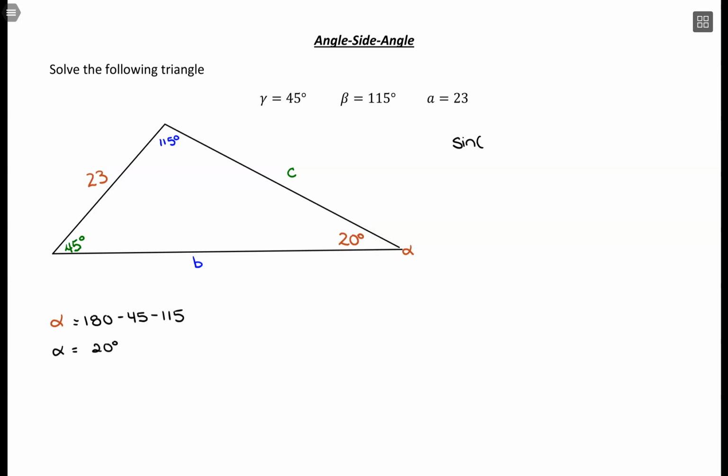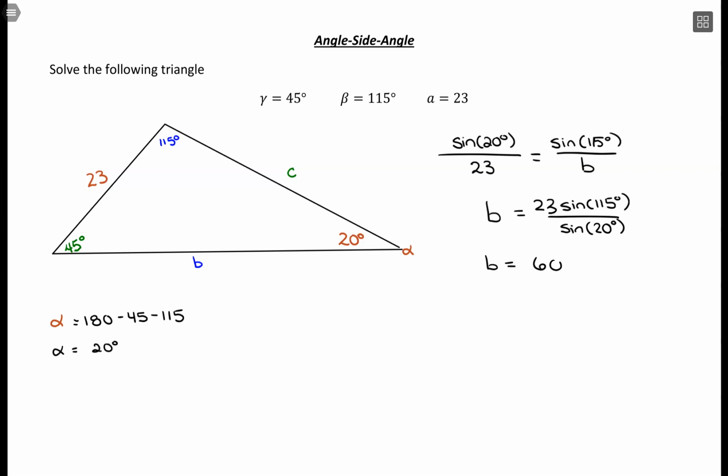So if I take sine of 20 degrees divided by 23, that should be equal to, and then I will go ahead and take, let's go for B, we'll just go alphabetical. So if I take sine of 115 degrees divided by B, now we can solve for B. So if we go through our cross multiplication, divide, we should be getting that B is equal to 23 times sine of 115 degrees over sine of 20 degrees. And that should give us B of 60.95. So this side length right here, 60.95.